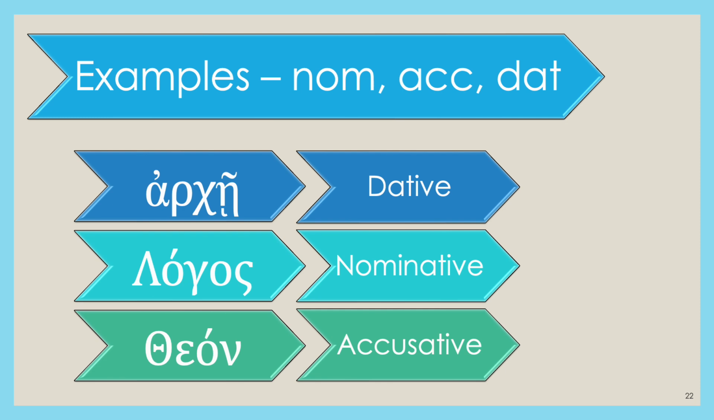So to start out, the word for beginning, arche, was dative. It has the iota subscript under the eta and the circumflex. It is a noun in the sentence, but it's not doing a verb, and it's not the object of the verbal action, so it's going to be dative. Logos is the nominative, it is doing the verb, in this case the verb to be. So in the beginning was the Word, and the Word was with God. Then theon, the word for God, is accusative because the word was with God. So God is the object of the action of the verb to be.